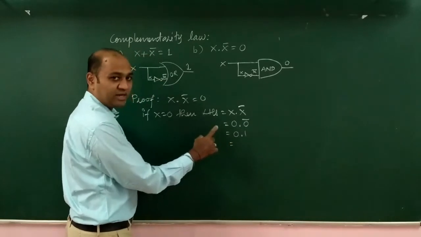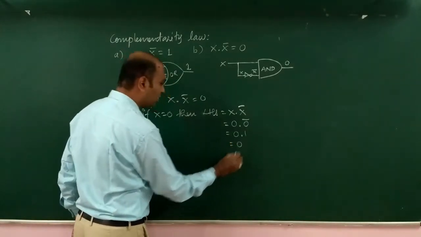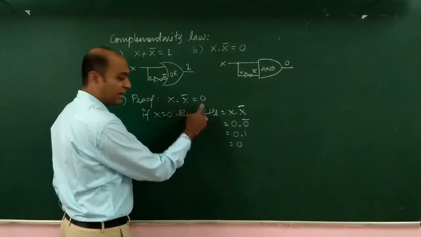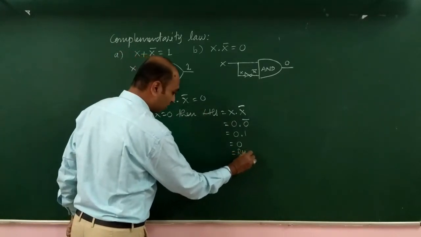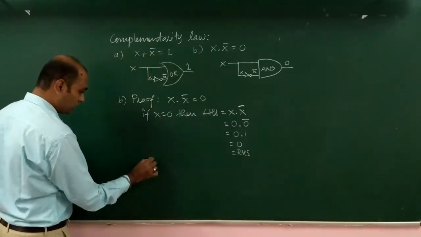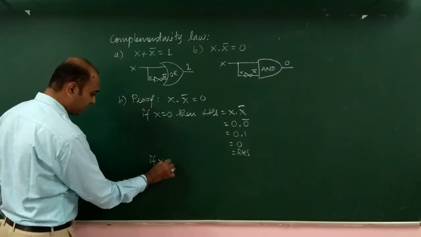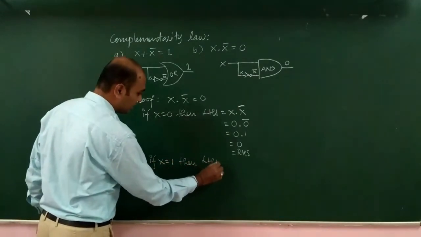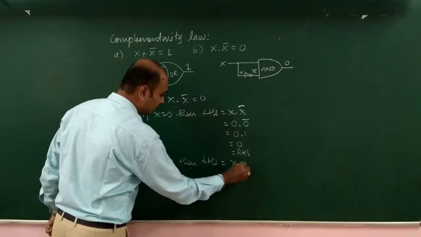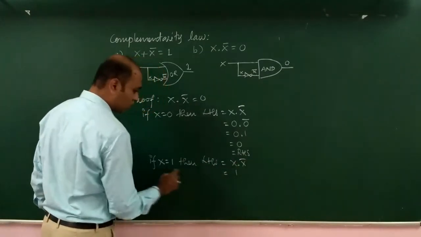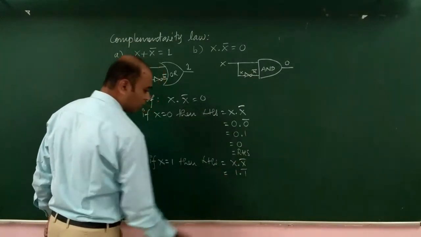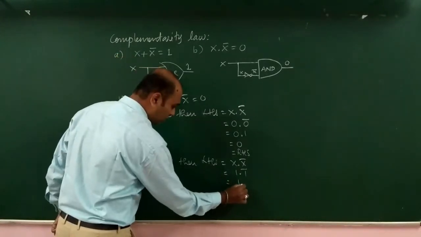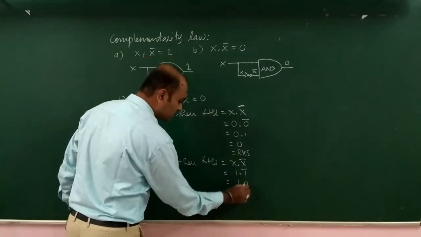So in case of ANDing, true is true, otherwise it is what? False. So here RHS is what? It is 0, right? So hence the proof. Now let us substitute the next value of x, that is 1. Then we will write LHS is equal to x and x bar. So here x is 1 and x bar is the complement. Here we will write 1 and 1 complement is 0.